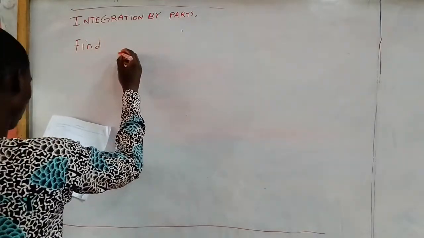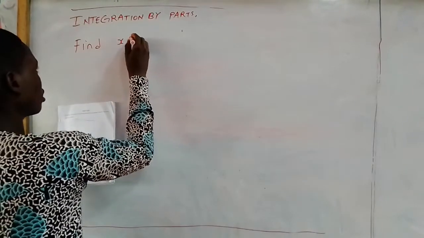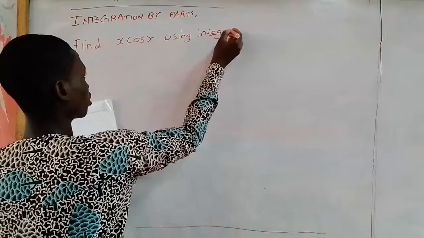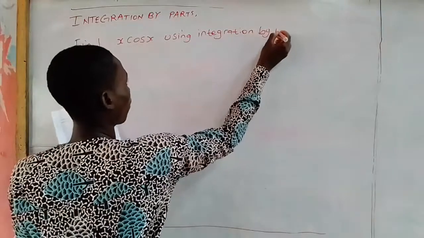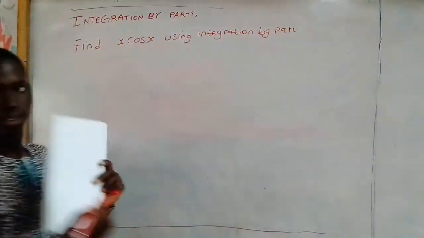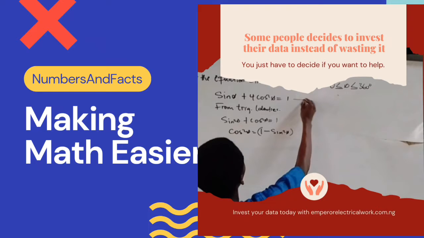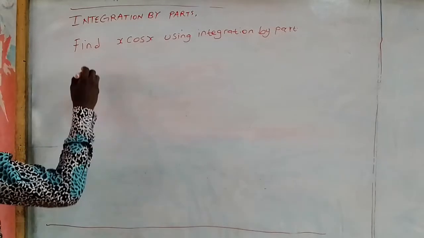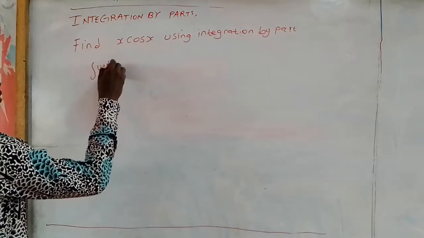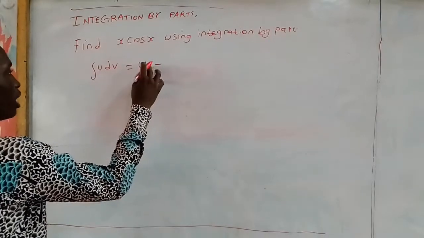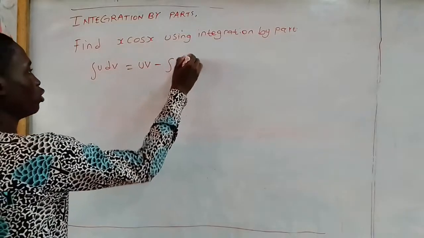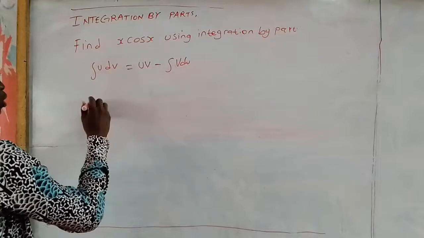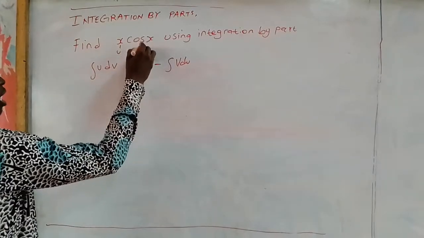Find the integral of s cos s using integration by parts. Once you solve a question like this, remember the formula for integration by parts says the integral of u dv is equal to uv minus the integral of v du. Looking at s cos s, we assume u to be s and dv to be cos s.